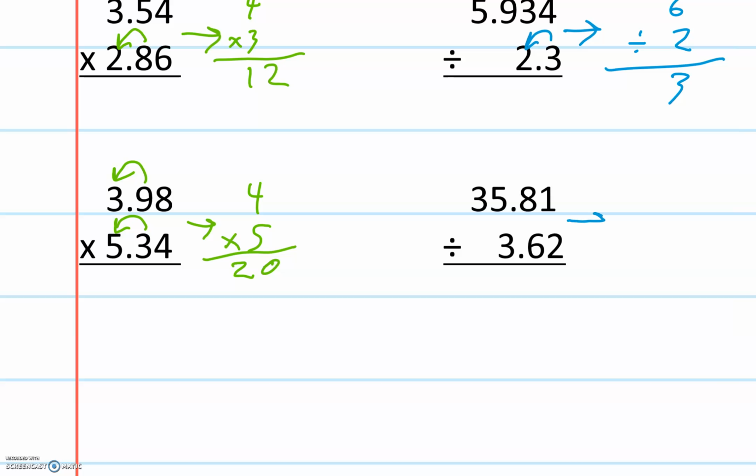Let's take a look at this next one. So the 8 will round up the 5. So now we have 36. 6 rounds up the 3 as well, so we have 4. So 36 divided by 4 is 9. And so roughly speaking, that would be our answer.